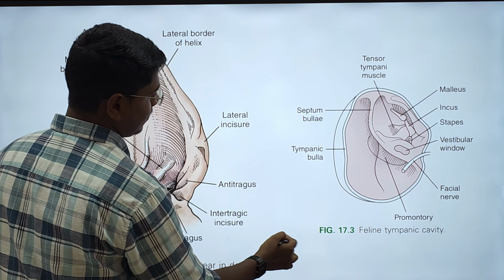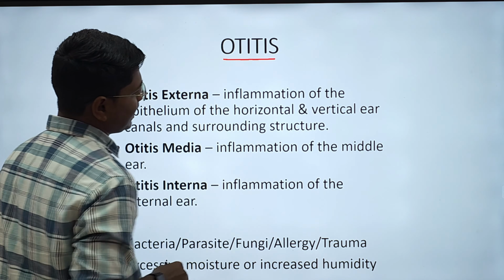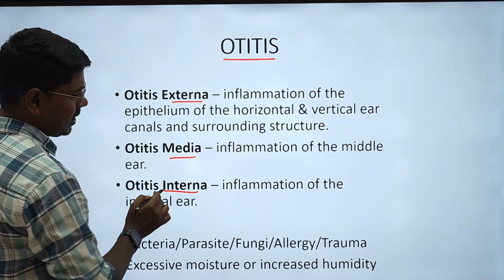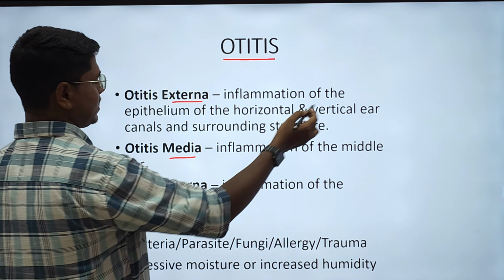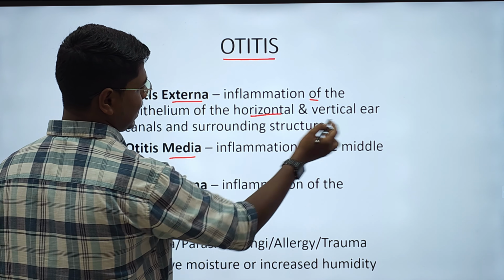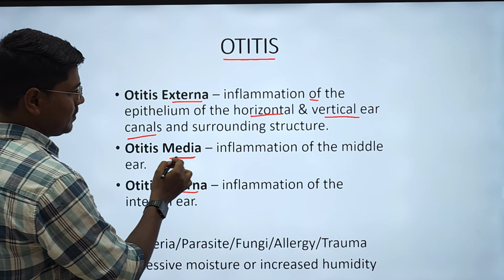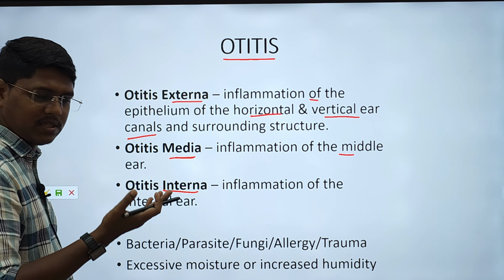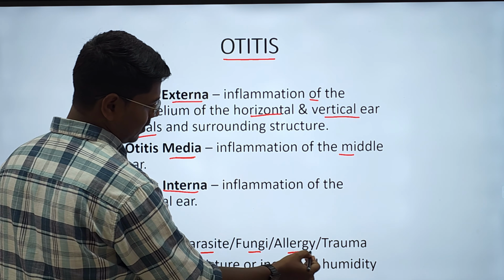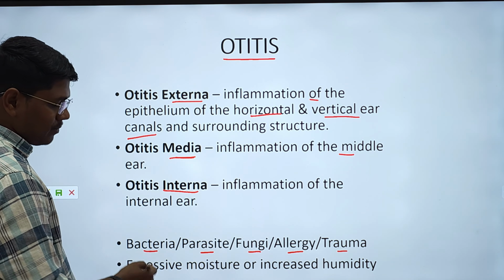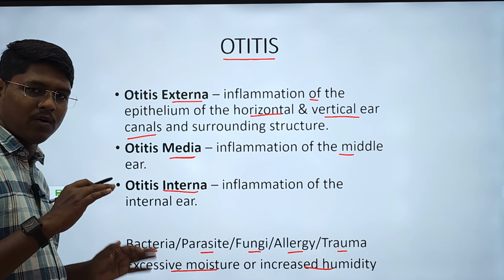Next, the inflammation of the ear is known as otitis. It can be divided into externa, media and interna. Otitis externa, otitis media and otitis interna. Otitis externa is inflammation of the epithelium of the horizontal and vertical ear canal and surrounding structures. Media is basically the middle ear, and interna, as the name suggests, the internal ear. It can be bacterial, parasitic, fungal, allergic or traumatic. The basic principle is that when there is excessive moisture or increased humidity, there will be otitis.